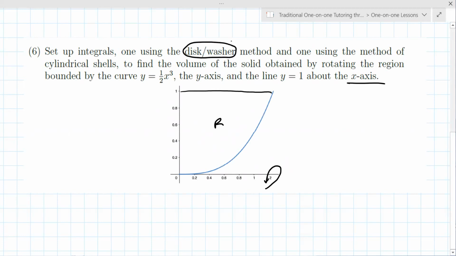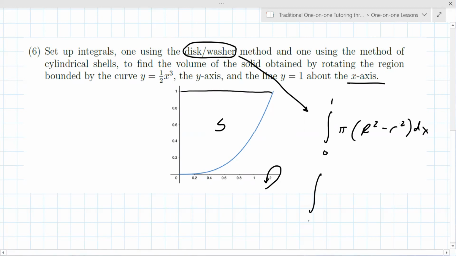Okay. And a disk washer is integral from a to b, which in this case is 0 to 1, pi, and then it's your big R. Let me actually change this, that could be confusing later on. We'll just call it this S. Big R squared minus little r squared dx. And in your case, big R is a constant. It's the value of 1, because it's all the way to the axis there. Your little r though changes. It's this curve right here, (1/2 x cubed) squared dx.